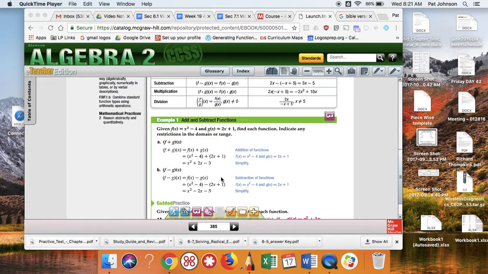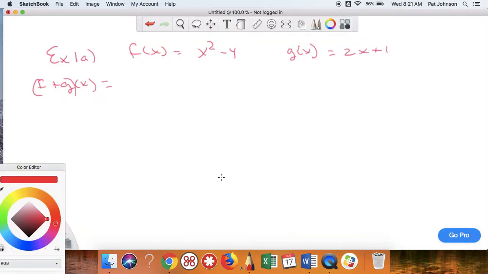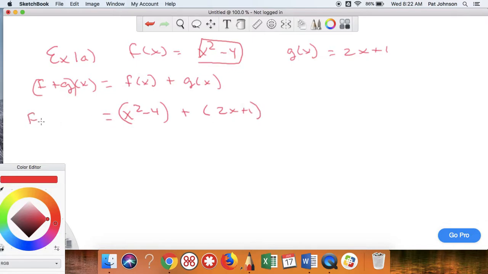Example 1 gives us f of x equals x squared minus 4 and g of x equals 2x plus 1. So they want us to find the sum and difference. We'll start with the sum, f plus g of x. Now remember, this can be written as f of x plus g of x. So I'm going to use this so that when I evaluate it, it makes it much easier. We start with f of x, which is x squared minus 4. I'll keep it in parentheses, and I'm going to do a plus. And what is g of x? 2x plus 1. So this is going to be f plus g of x.